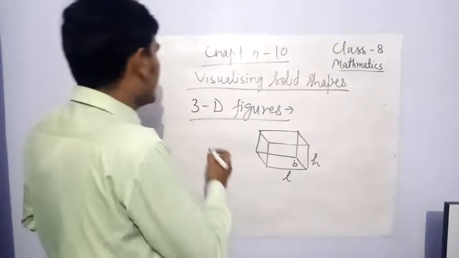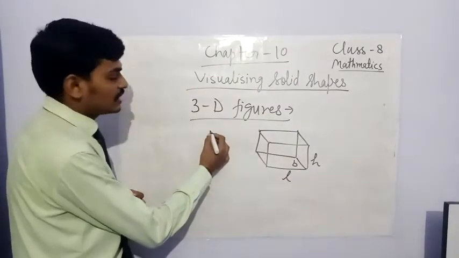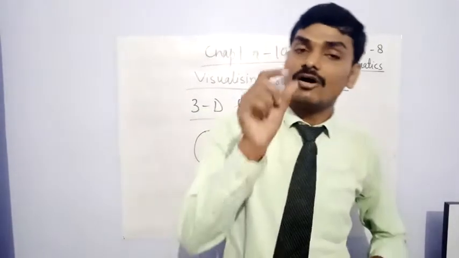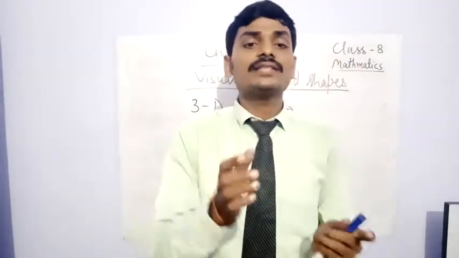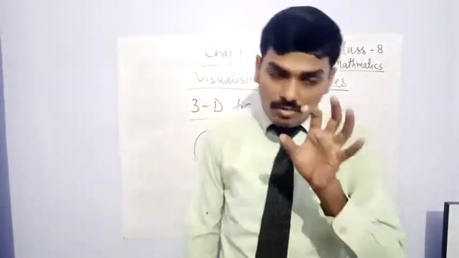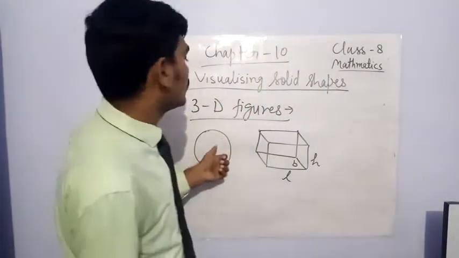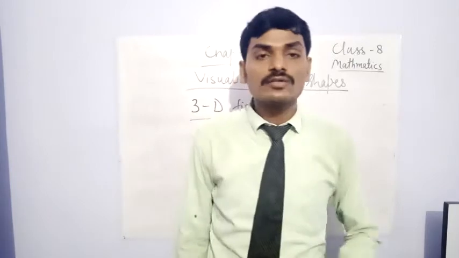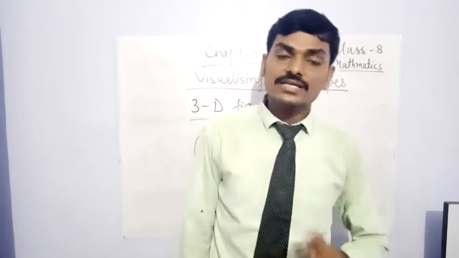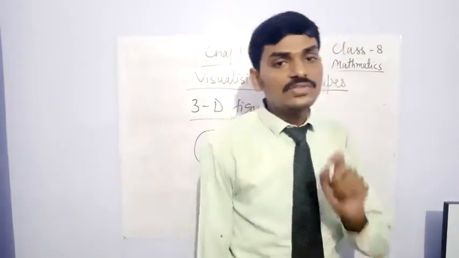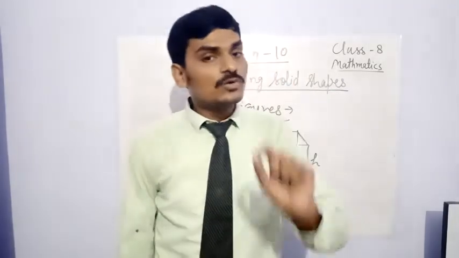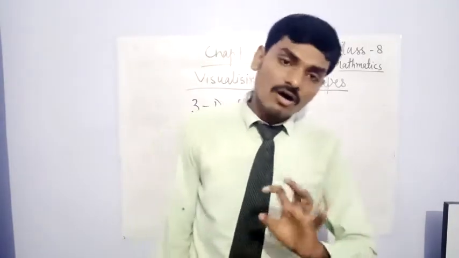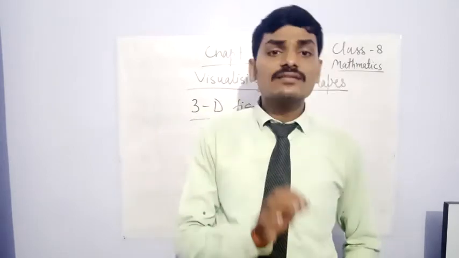For example, any sphere, that is a ball. A ball also has length, breadth and height. So a ball, a sphere, is also a 3D figure. Examples of 3D figures are cones, spheres, cylinders. And examples of 2D figures are square, rectangle, triangle.